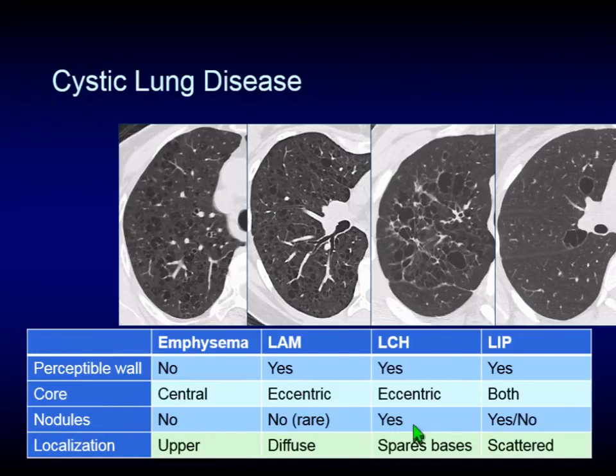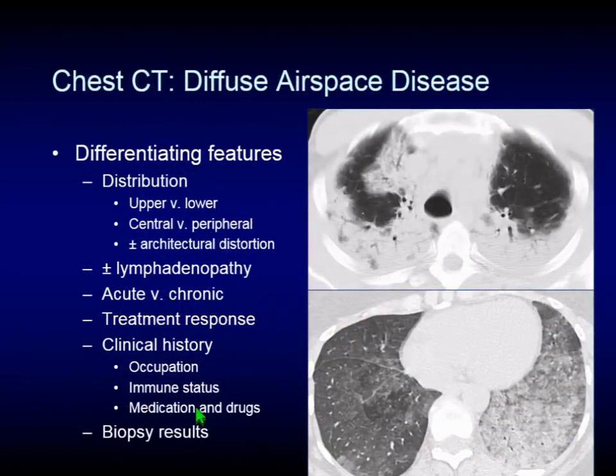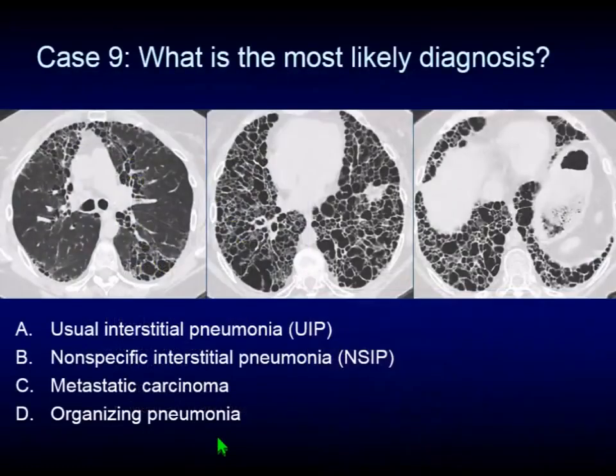Presence of nodules, again, the only two diseases that have nodules, as I've shown you, are LCH and LIP. And localization: emphysema, as you know, is in the upper lung; LAM is diffuse with no zonal predilection; LCH spares the bases, right middle lobe and lingula tips; and LIP usually has a finite number of cysts, representing less than 10% of lung involvement, and they're randomly scattered. Airspace disease, again, I think history is first and foremost most important. And so that brings us to a bunch of quiz questions.